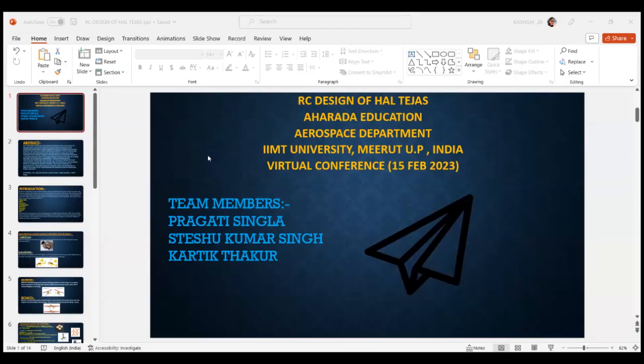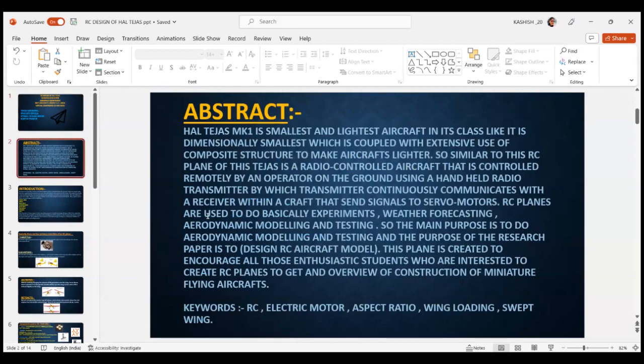We are the students of the aerospace department, IMT University Meerut, and we are here to deliver a small presentation on the research paper that we made on the RC plane, that is Hindustan Aeronautics Limited Tejas. So first of all, I will explain the abstract: HAL Tejas MK1 is the smallest and the lightest aircraft in its class, dimensionally smallest, which is coupled with extensive use of composite structure to make aircraft lighter.